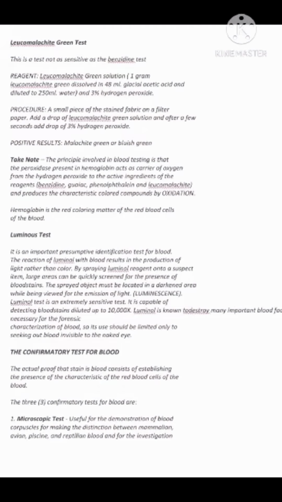The topic assigned for me is the Leucomalachite Green Test. This is a test not as sensitive as the benzidine test. Reagent: Leucomalachite Green solution. One gram of leucomalachite green dissolves in 48 ml glacial acetic acid and is diluted to 200 ml with water, with 30% hydrogen peroxide. Procedure: place a small piece of the stained fabric on the filter paper. Add a drop of leucomalachite green solution, and after a few seconds add a drop of 3% hydrogen peroxide. Positive result: malachite green or bluish green.